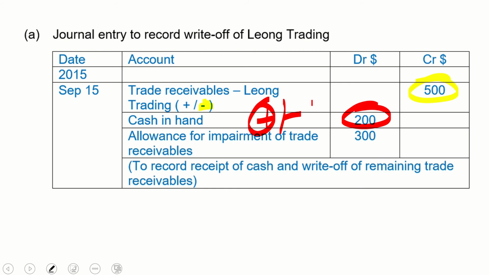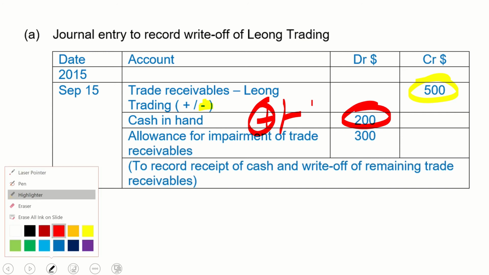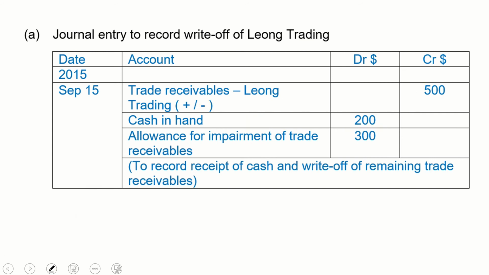Finally, we know the remaining $300 is to be written off. If the remaining is to be written off, then the allowance will be recorded as a minus debit. Why? The allowance is like a reserve in case your customers cannot pay you. So since your customer really cannot pay you, you need to take out from this reserve called allowance. That's why allowance will reduce by 300.